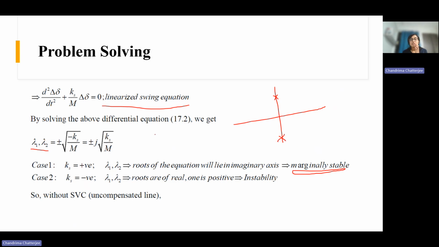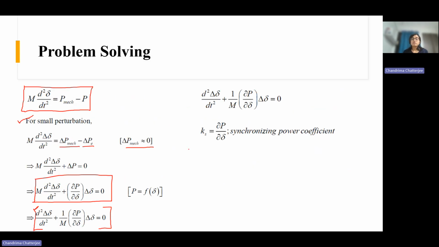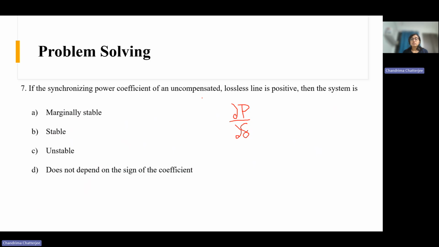And if Ks is negative, then your roots are real, and then the system is not stable. The system is unstable. Okay. Now we will go back to the question. What was the question? If the synchronous power coefficient, that is Ks, is positive, then the system is marginally stable, right? The system is marginally stable.